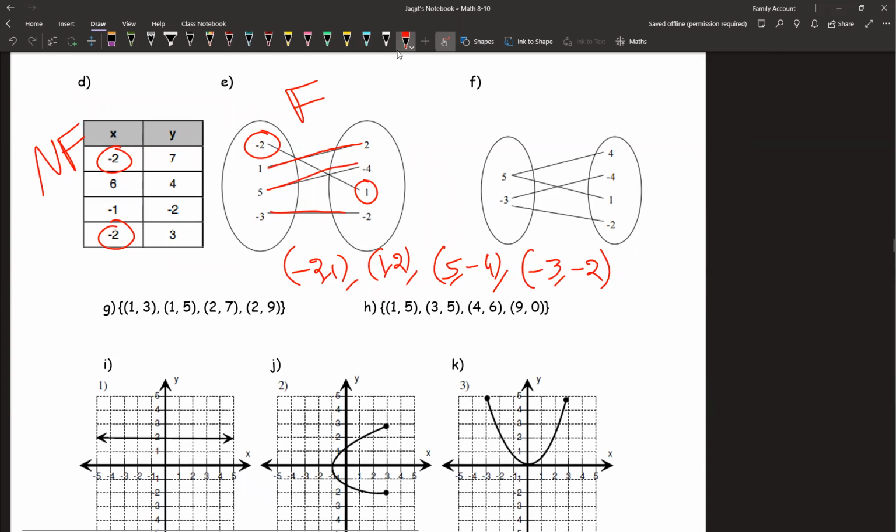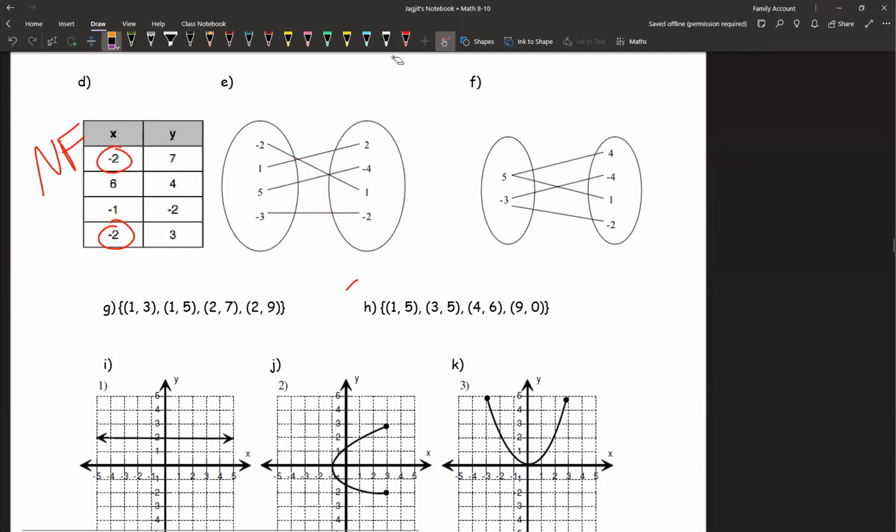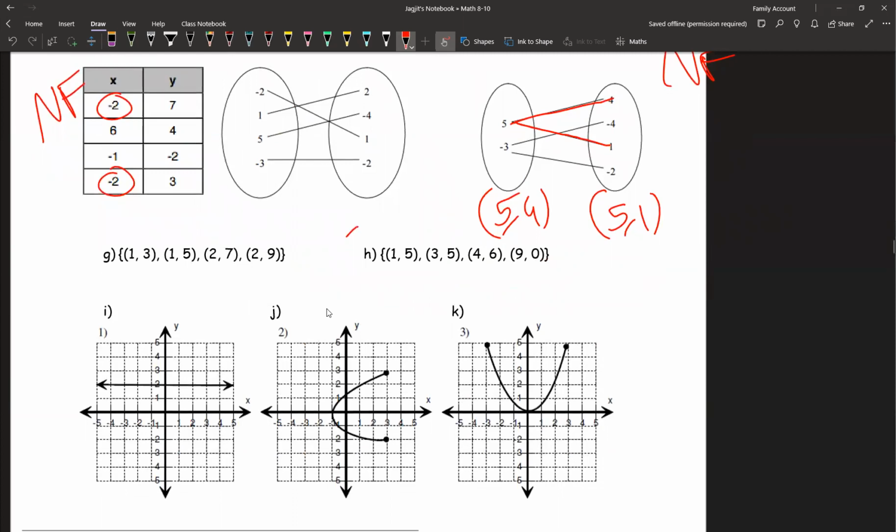Okay, pretty simple. But if you look at this other one, f, you can see there's a point which goes from 5 to 4, so that point is (5, 4). And then another line is going from 5 to 1, so that point is (5, 1). Clearly, the x value is repeating, therefore it's not a function. When they give you points like this, see, one is repeating, not a function. No x values are repeating over here, so therefore it is a function.